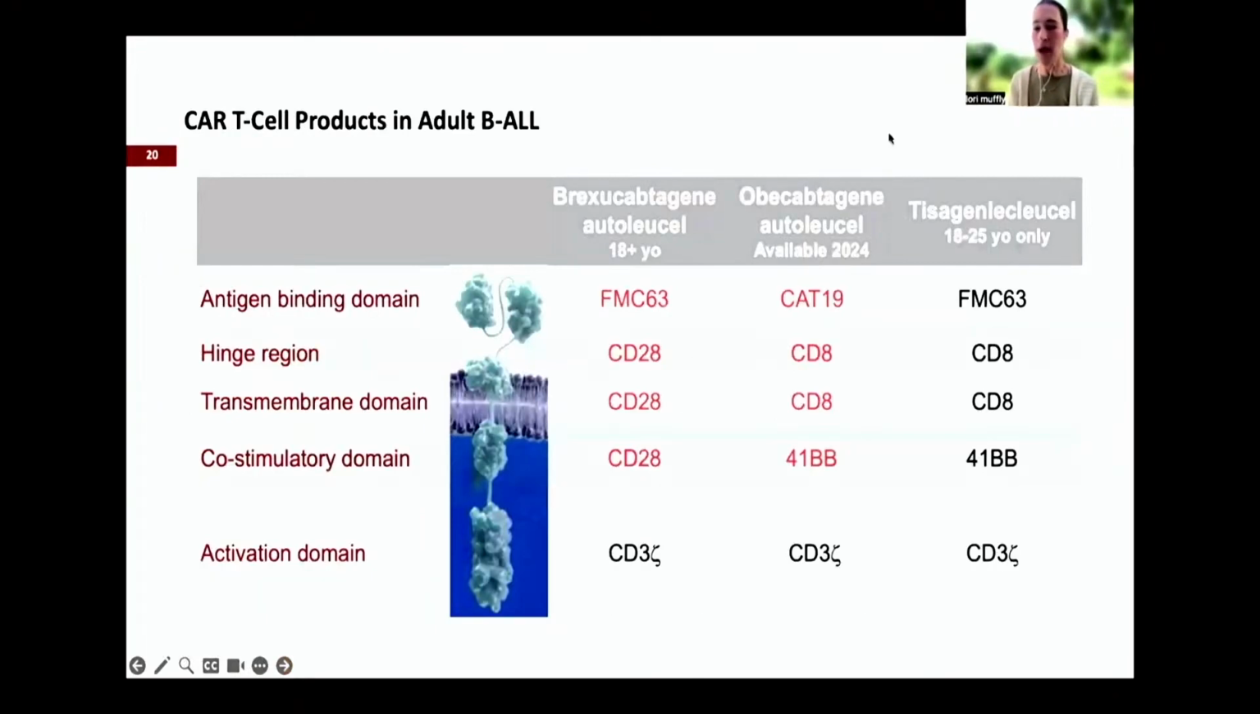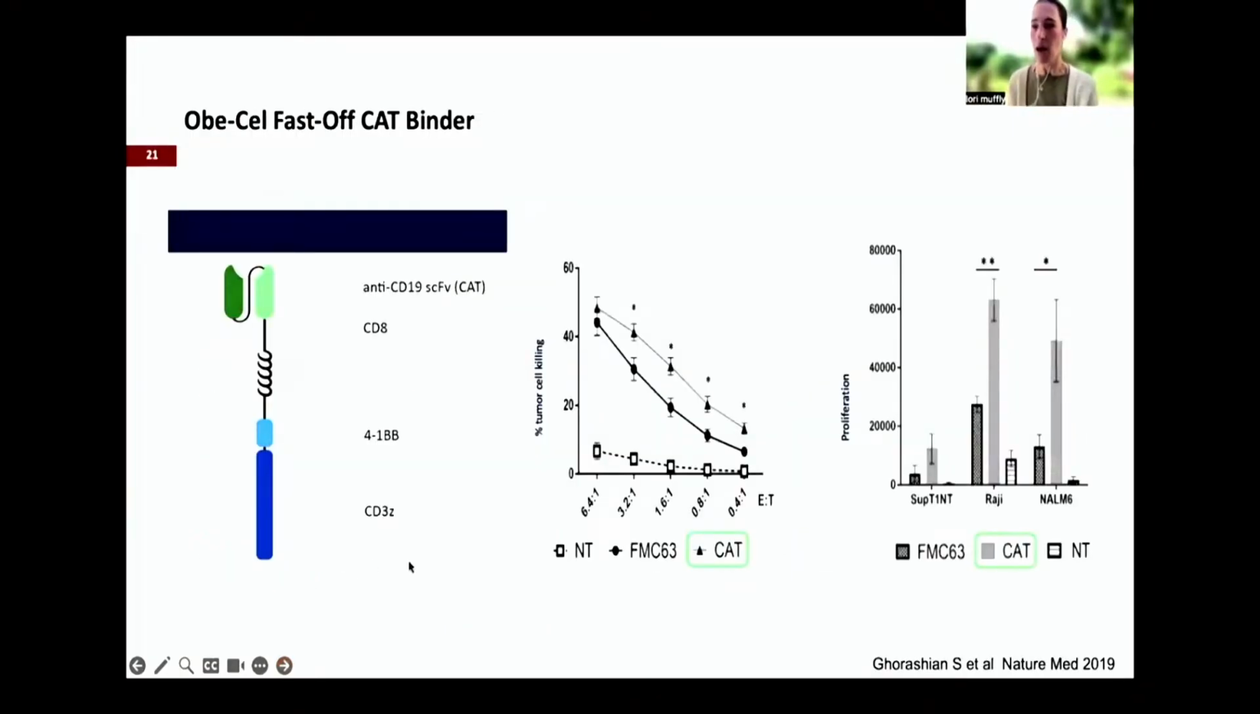So just going back to these CARs, remember this patient was treated a couple years ago. We just got obe-cel approval in the late fall in the United States. And so I'm going to spend the next couple of minutes talking about obe-cel, which was not available when this patient was treated. But I did mention that this has a unique binder called the CAT binder.